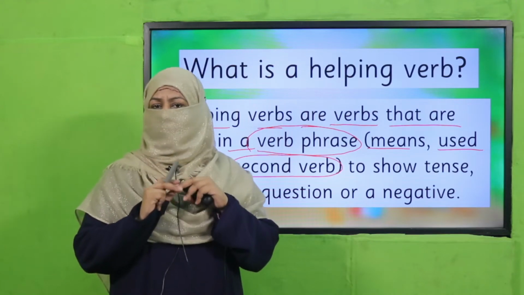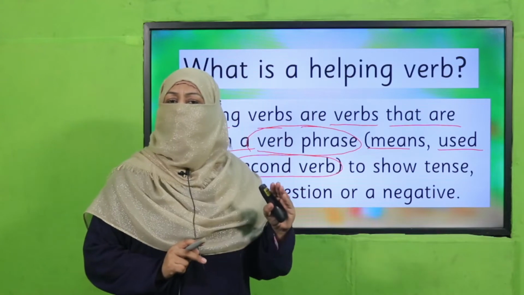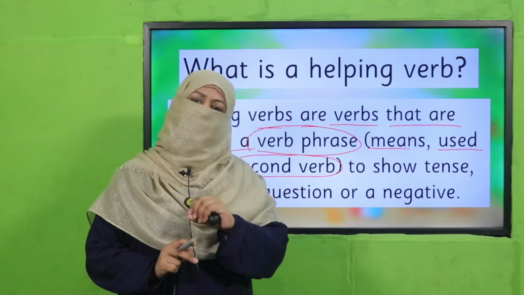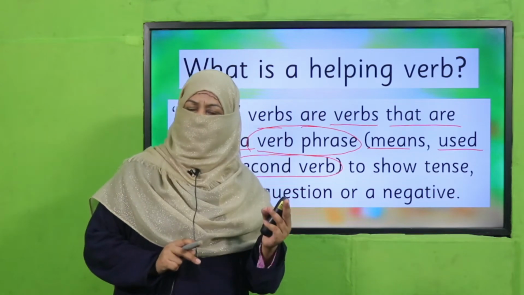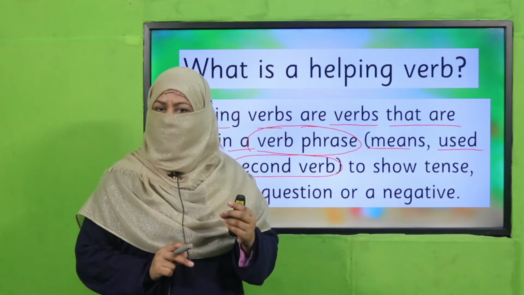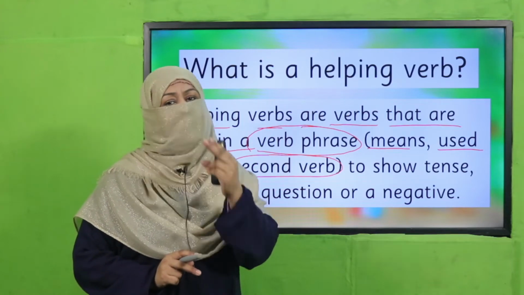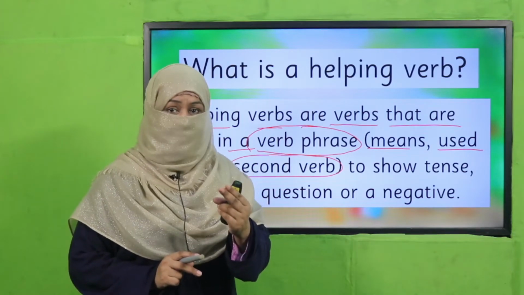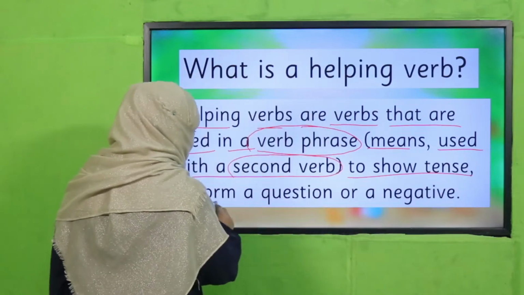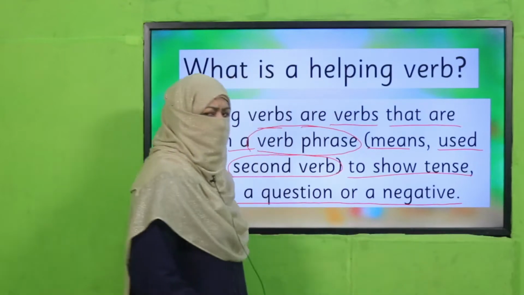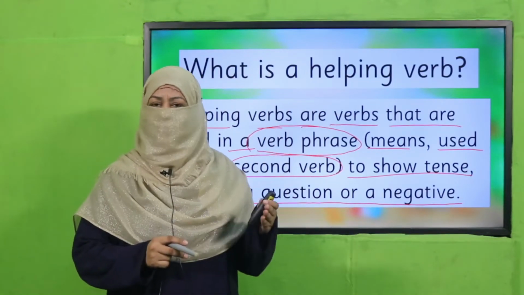When there is no helping verb, we can still make a sentence, and the main verb does both things. It tells the action and tells the tense. But if a helping verb is there, the main verb tells the action and the helping verb tells the tense. Do you understand? Okay, it shows tense or forms a question or negative. So this is how a helping verb helps to construct a sentence.